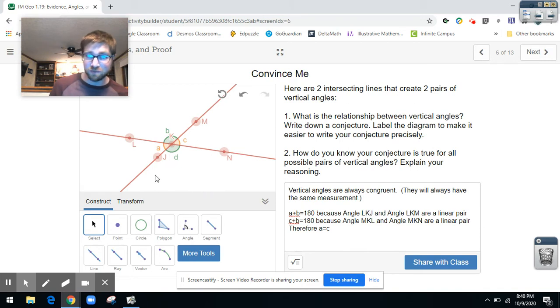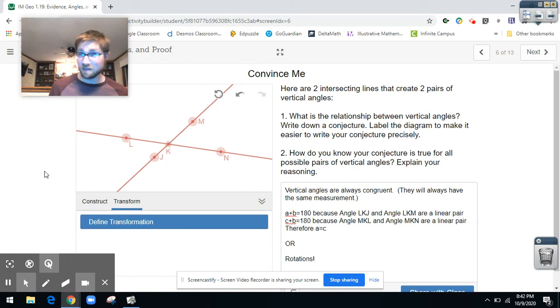I am sure that these two angles with measures A and B would add up to 180 because those two angles are a linear pair. Likewise, the two angles with measures B and C would add up to 180 because they are also a linear pair. So if A plus B equals 180 and C plus B equals 180, it seems reasonable to say that A equals C, right? That's one possible argument for it. I'm going to show you a different one, though. One second. The other argument goes a little something like this.